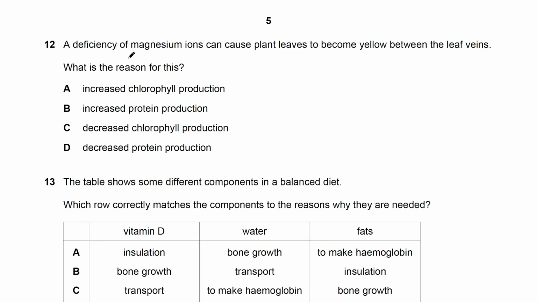Question number 12. A deficiency of magnesium ions can cause a plant's leaves to become yellow between the leaf veins. What is the reason for this? A. Increase chlorophyll production. Listen, chlorophyll is the pigment that gives the green color because it will absorb all colors and reflect green. So A is wrong. Increase the protein. Protein is not related. Decrease the chlorophyll production. Yes, that makes sense. So the right answer is C, because protein is not related to this issue. So question number 12, its answer is C.